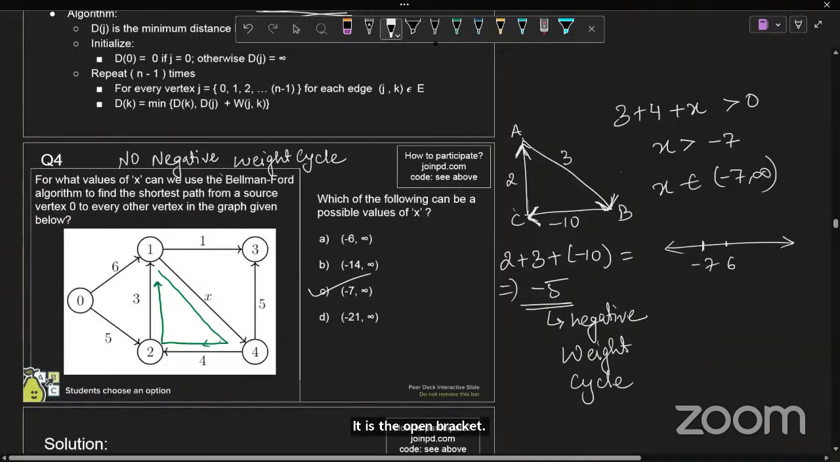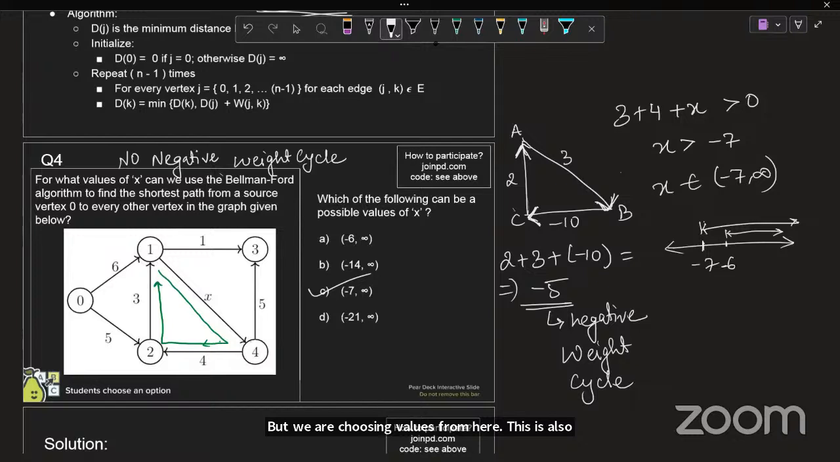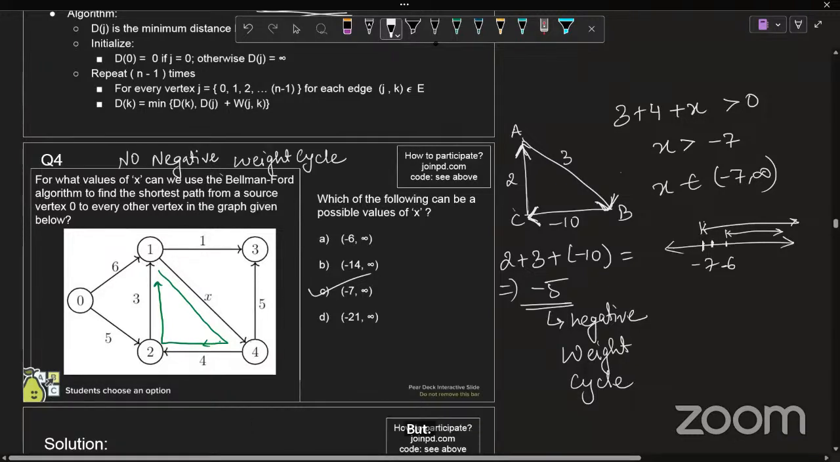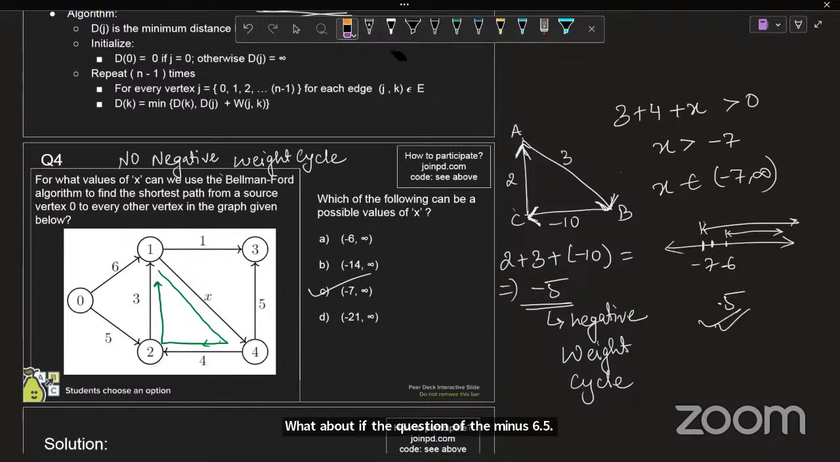-7 and -6. We are choosing values from here. You said that if you want to choose values from here, this side is minus. But we are choosing values from here. This area, -6 to infinity, is also possible. What about if the question asks for -6.5? This one is also possible. Okay, are you able to get it? Yes, sir, it's an open bracket. The -7 is not possible.